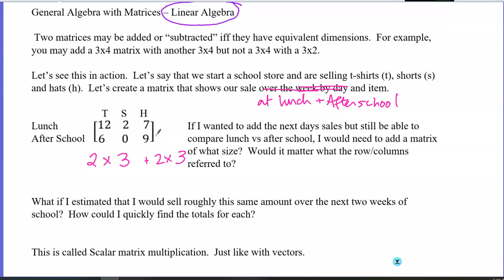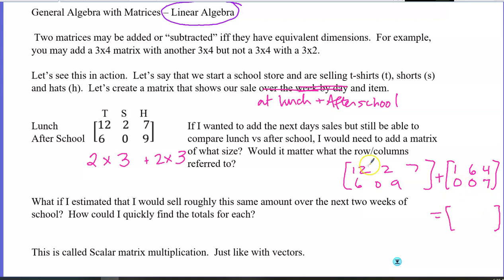Okay, so matrix addition is pretty easy. I don't foresee you guys having any issues with that. So for example, if I had 12, 2, 7, 6, 0, 9, and I added the second day's matrices, which are maybe 1, 6, 4, and 0, 0, 7. Hats were going like crazy the next day. My result would just be to add corresponding elements. So I'd have sold 13 total t-shirts for lunch, for both days. I would have sold 8 shorts at lunch and a total of 11 shorts at lunch over both days. Then 6 after school, 0, man, shorts were not popular after school, and 16 hats after school over both days.